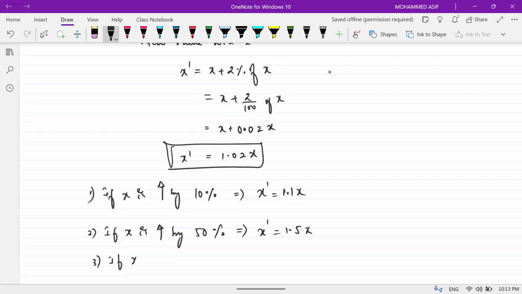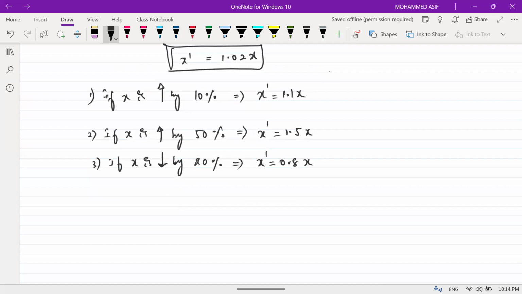उसी तरह से if I say that x is decreased by 20%, what is the new value? X dash will be equal to your 0.8. Am I clear? Am I audible, beta? Same way. If x is decreased by 5%, the new value will be equal to how much, beta? 0.95 times of x. Am I clear?